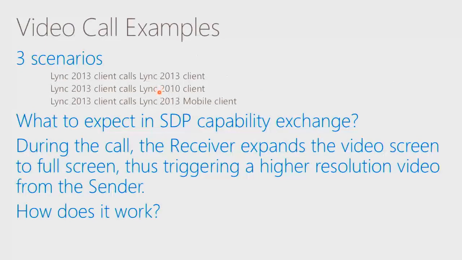Three scenarios. One is a Lync 2013 client calling another Lync 2013 client. Another is a call between 2013 and 2010, and then 2013 to a 2013 mobile client, right? To see if there is any difference, because they look different. One is on desktop, one is on mobile. So what do we expect in the SDP exchange? I talk about the signaling, right? It's very important that you can understand each other, SDP. And then I want to talk about what happens when I resize the screen, and how the video switching happens, right? How does it work?